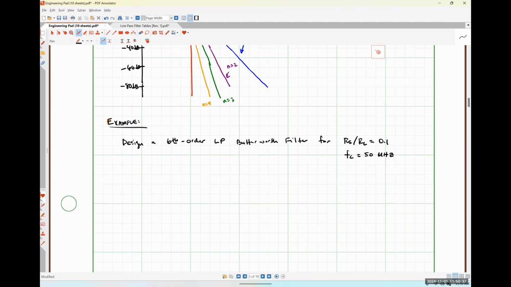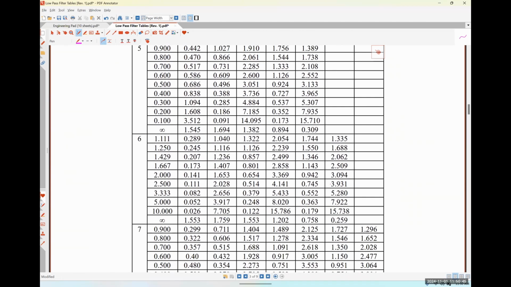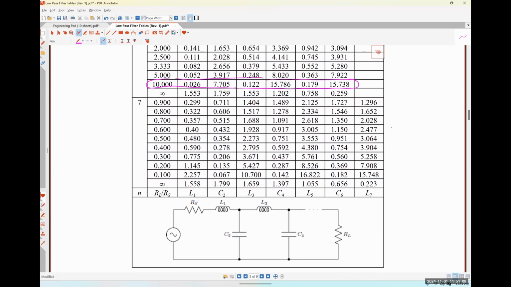All right, so sixth order low pass Butterworth filter for RS over RL equal to 0.1. So I'm going to come down to N equal to 6. And notice that I don't have an option for RS over RL of 0.1. But I do have an option for RL over RS equal to 10. So effectively, I'm going to design using these criteria. David, I think I may have made a mistake here. I believe we are going to use this bottom representation for RL greater than RS.